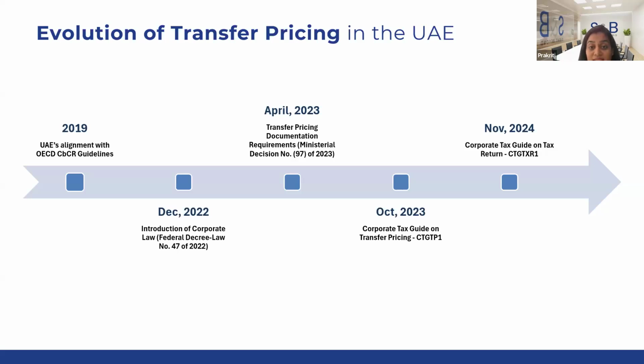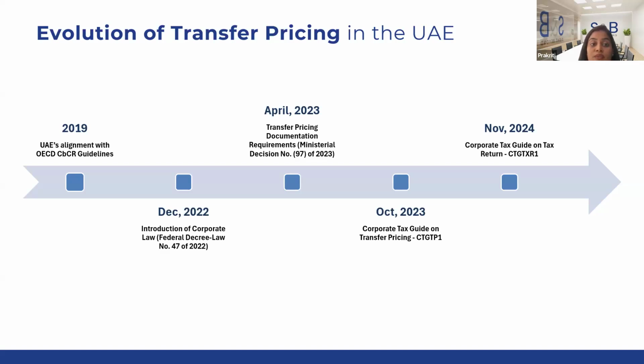So the transfer pricing landscape in the UAE has not emerged just as an effect of the corporate tax, but it has a history. The OECD, the Organization for Economic Cooperation and Development, in 2019, when it was coming up with the BEPS action plans, had an action plan called 13, which also has the requirement for country by country reporting. While the UAE also became part of the OECD, it adhered to the regulations and guidelines of CBCR, and that is how the CBCR regulations were introduced in the jurisdiction.